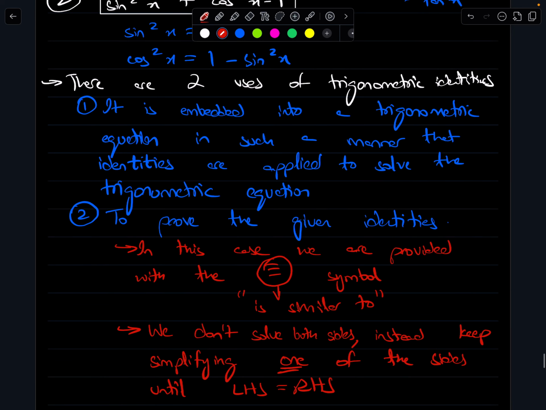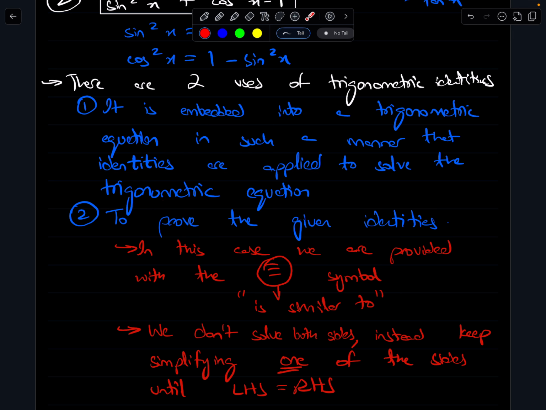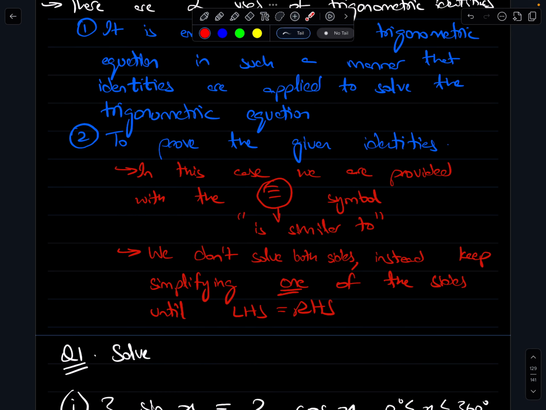Then why do we need trigonometric identities? We need them because they are embedded into a trigonometric equation, and without using these identities we cannot solve the trigonometric equation. Thus they are used to solve a trigonometric equation.